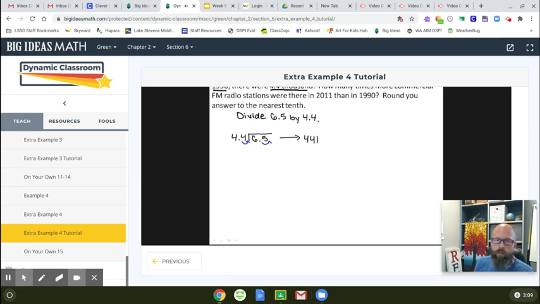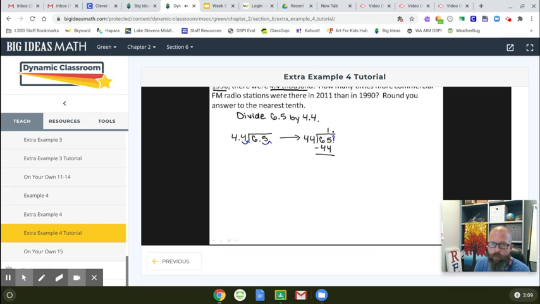44 goes into 65 once. 1 times 44 is 44. 65 minus 44 is 21. There is an implied 0 in the tenths place of the dividend, so you want to bring down this 0.